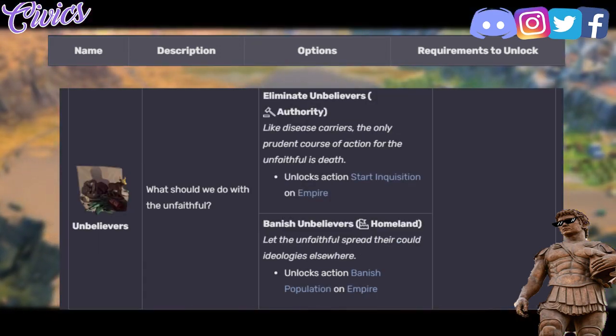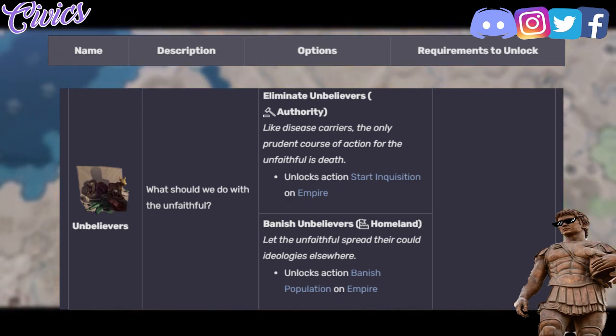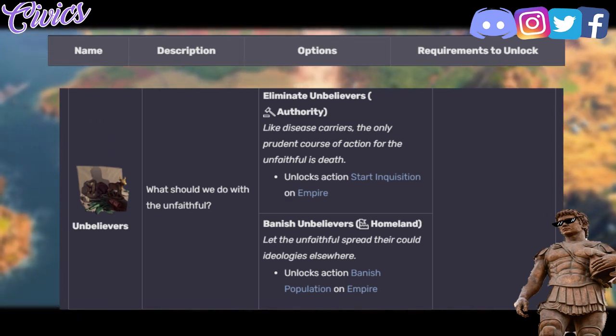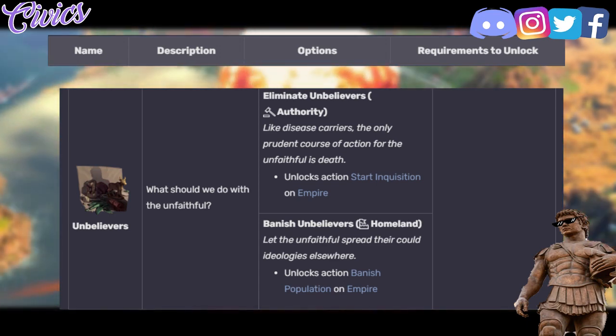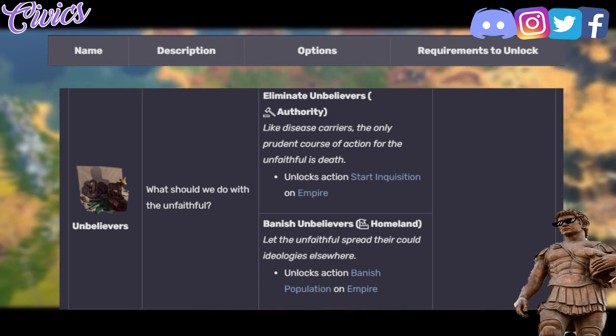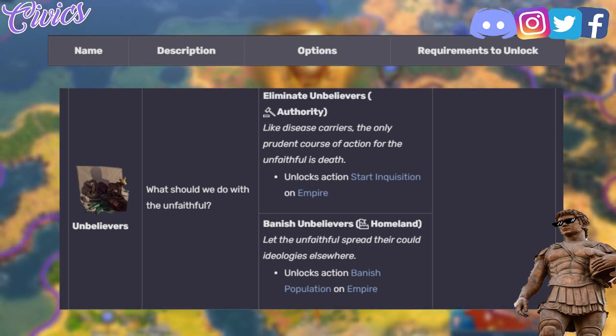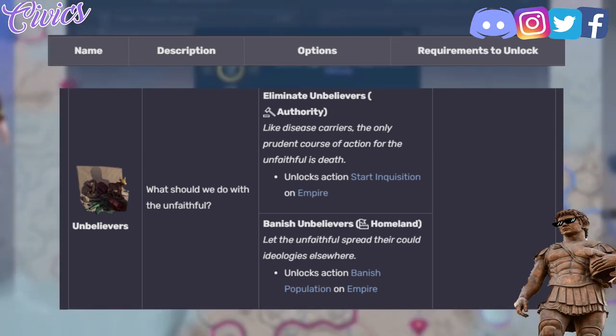Unbelievers. What should we do with the unfaithful? Option A, eliminate unbelievers, authority: like disease carriers, the only prudent course of action for the unfaithful is death. Unlocks action start inquisition on empire. Option B, banish unbelievers, homeland: let the unfaithful spread their good ideologies elsewhere. Unlocks action banish population on empire.